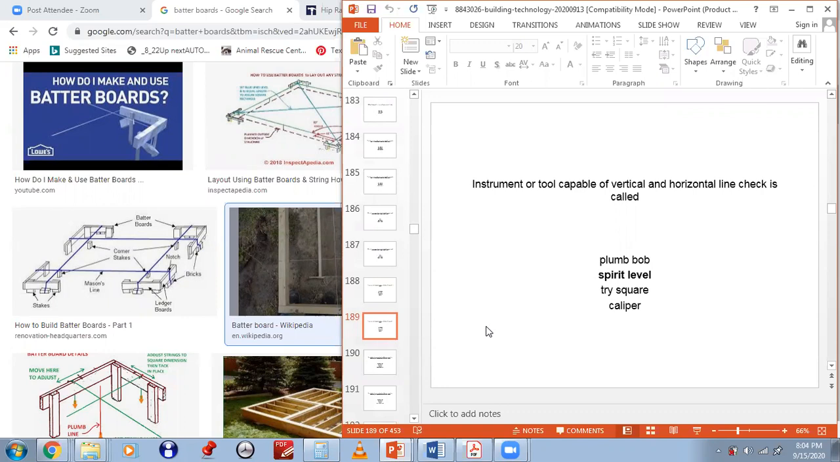Do you know what a spirit level looks like? Yes. It has a water, like a liquid in the middle.